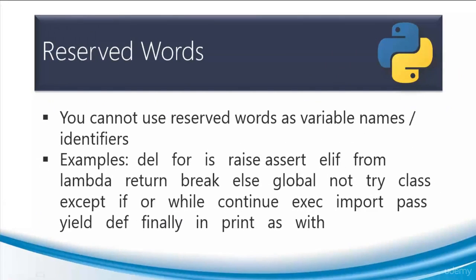Here are some examples of reserved words in Python. Once again, you cannot use these reserved words as variable names or identifiers. Some example reserved words are return, break, global, for, continue, while, import. I just demonstrated this example, import, in our previous slide where we imported our current version and took a look at which version of Python is installed on this computer.